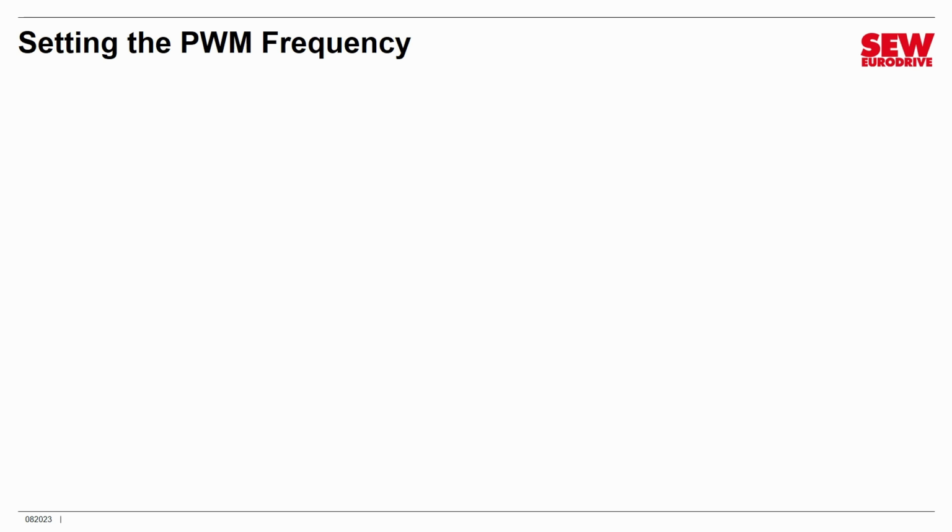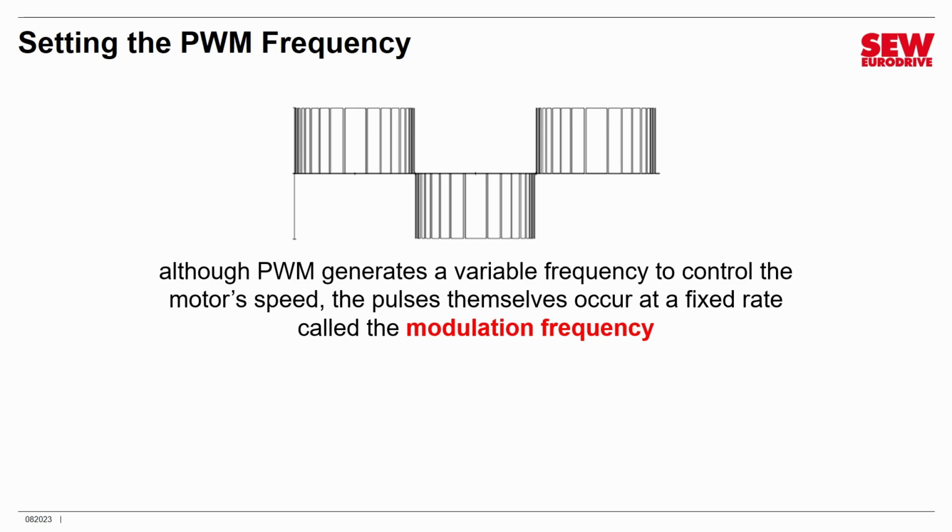What I didn't talk about when I introduced PWM is the base PWM frequency, what is sometimes called the modulation frequency. Now, the PWM generates a variable frequency to control the motor's speed, but the pulses it's sending out that create that synthetic AC occur at a fixed rate. This is called the modulation frequency. It's a fairly high frequency, so these pulses turn on and off very rapidly. The VFD can vary what the modulation frequency is. Now, you may wonder, why do you care about this? Why does it do this?